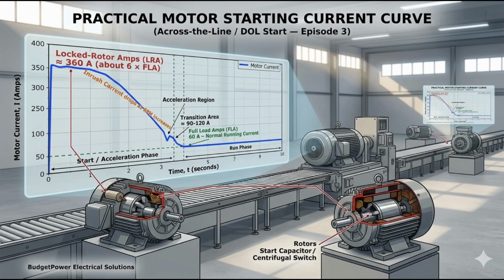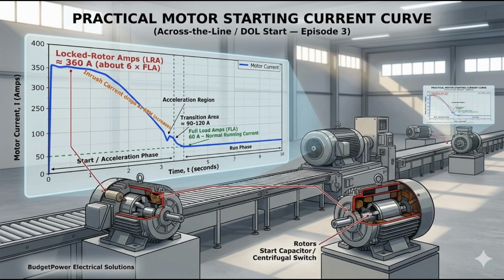As the rotor picks up speed, the current starts to come down, for example, from around 360 amps to 240 amps, then 150 amps, then 90 amps, and finally closer to the normal running current around 60 amps. The exact values can vary depending on the motor design, supply voltage, connected load, and starting method. So next, let's look at this same starting process on a graph and see how current, RPM, and time are all connected.